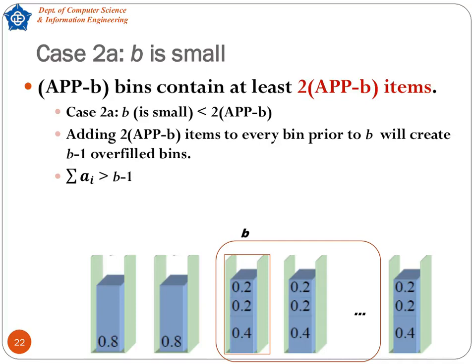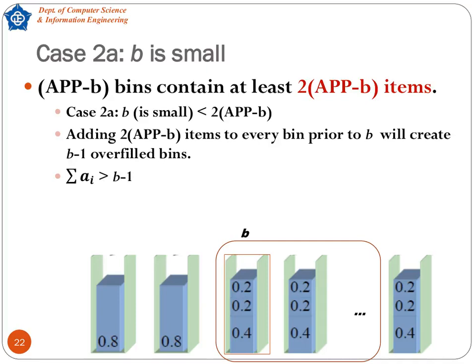This condition has a significant implication. Imagine if we were to hypothetically add 2 times APP-B items to every bin prior to bin B. This action would result in B-1 overfilled bins. Consequently, the sum of all item sizes, denoted as a sub i, would be greater than B-1.